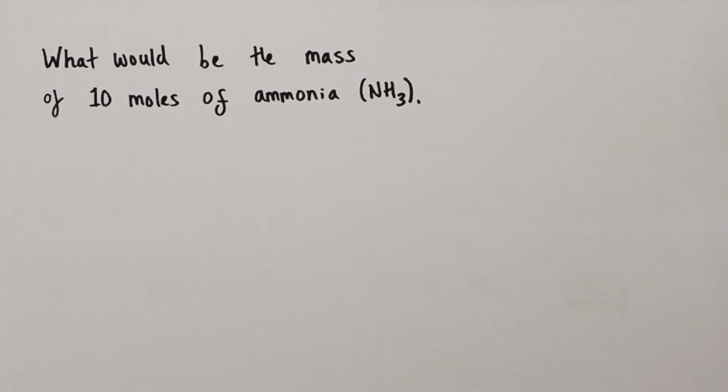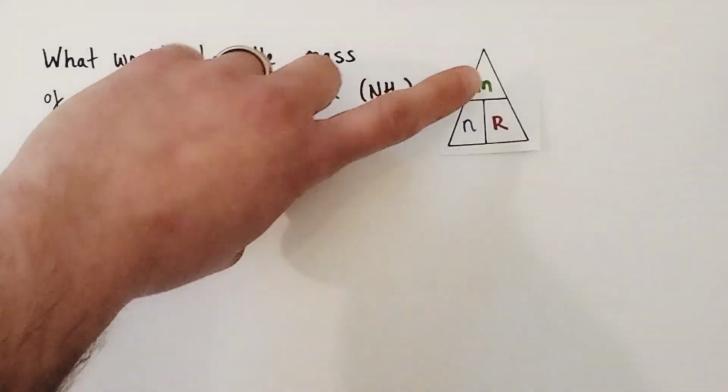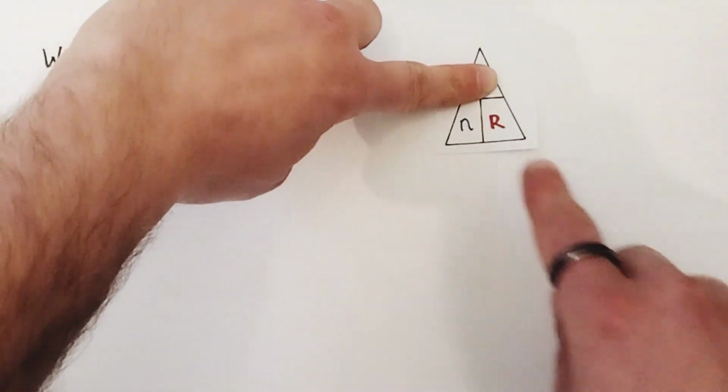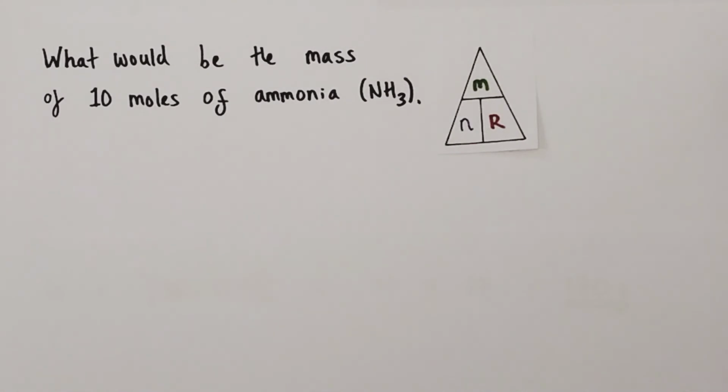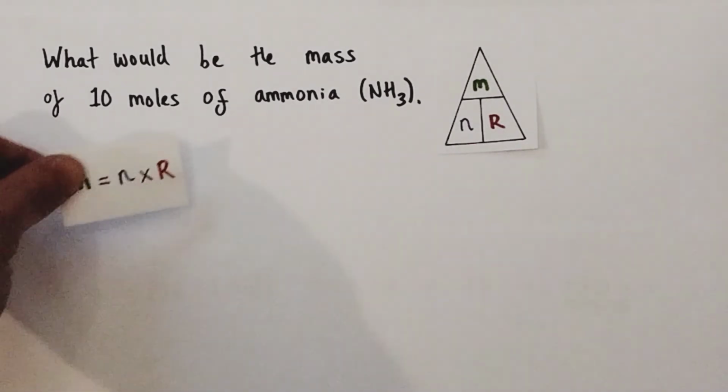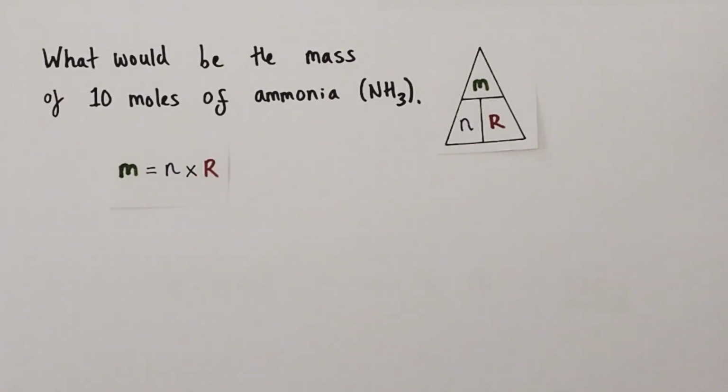Let's see a question with a slightly different tack. This time we're being asked to calculate mass. What would the mass be if we had 10 moles of ammonia, and ammonia has the formula NH3? Again, write that formula triangle in the margin, but this time we're trying to find the mass. So I cover M with my finger, realising the function will be moles times relative mass this time. So, first thing I do is record that rearrangement. Mass equals moles times relative mass.